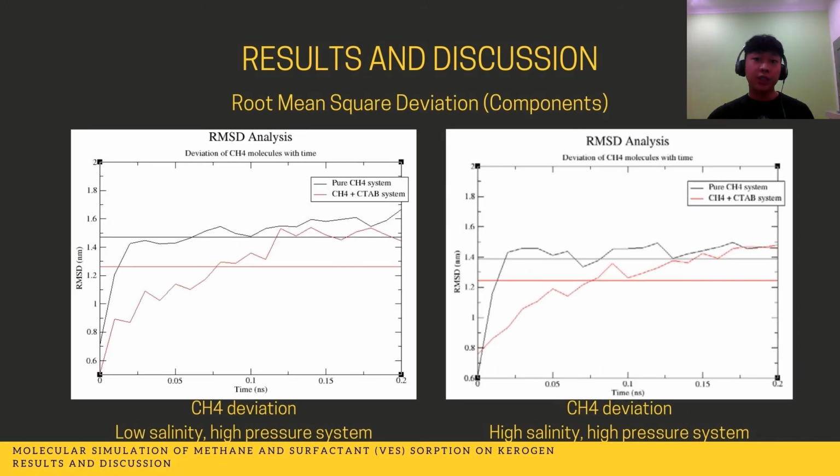Root mean square deviation is where we can see a clearer picture of how the displacement of methane works. The horizontal average line shows the deviation of methane from its original position towards the graphene slabs, where higher reading means closer to the graphene slabs with higher adsorption rate. As it can be seen from both low and high salinity with high pressure system, the red line reads a lower RMSD value, which means that the affinity of methane adsorption is lower when surfactant is present, and that means more free gas in the system as compared to the pure methane system.